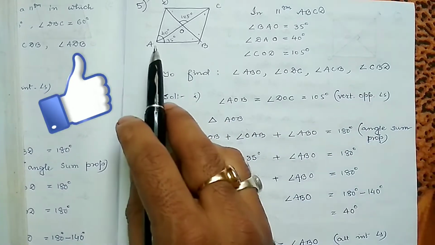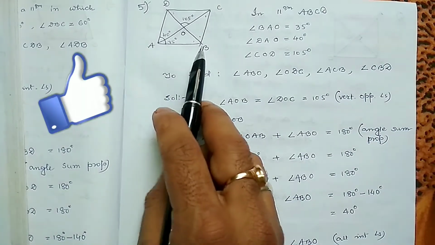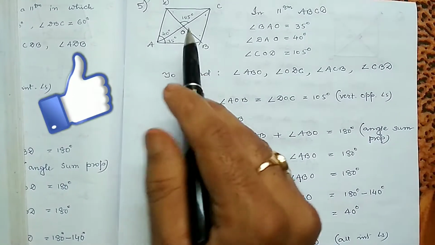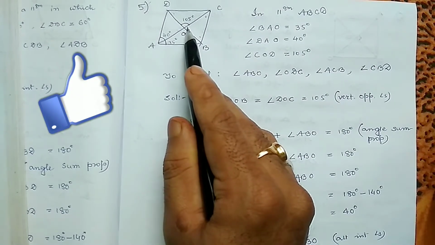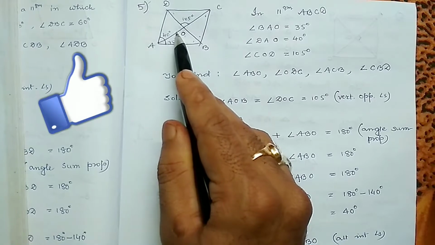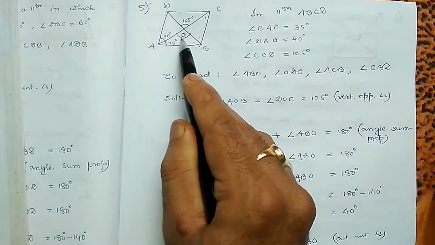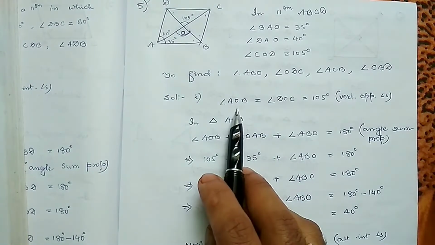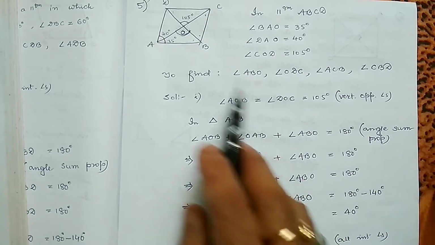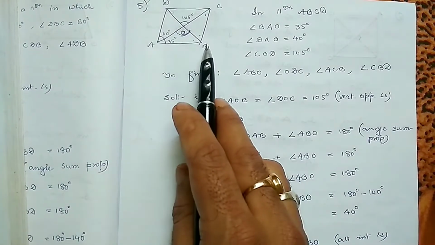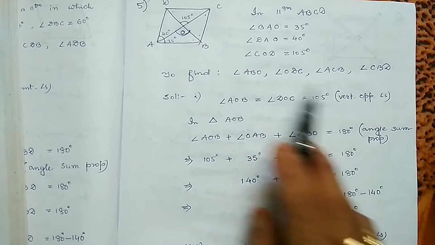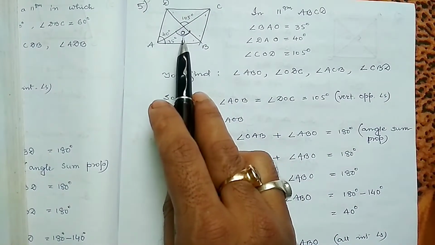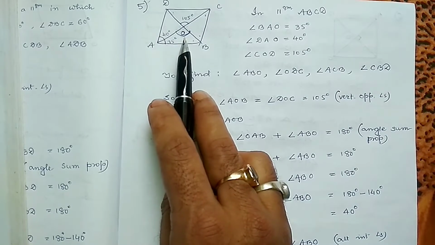Now angle AOB and COD, these two angles are equal, right? Vertically opposite angles. If this angle is 105, this angle also must be 105. So what we have written? Angle AOB equals DOC. Why? They are vertically opposite angles. Since it is 105, this also will be 105. So this one we got.